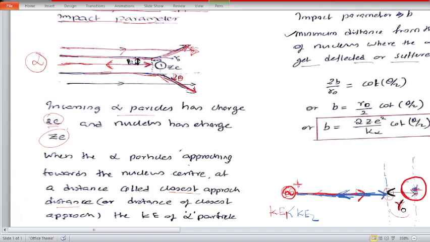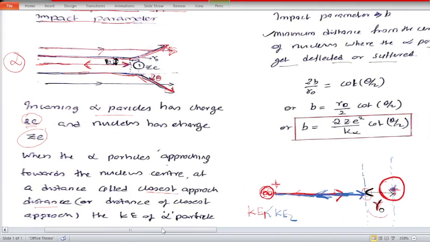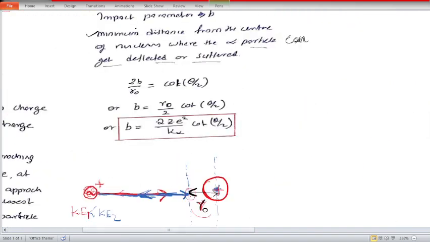If we consider another alpha particle which is coming with different kinetic energy, you can also calculate the impact parameter corresponding to that case. Then you can write the expression for impact parameter and scattering angle. The expression will be 2b by r0, where r0 is the distance of closest approach, equal to cot theta by 2. Theta is the scattering angle. Then you can derive the expression for impact parameter here.